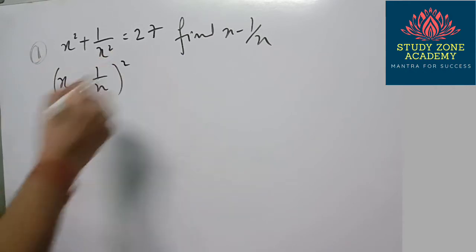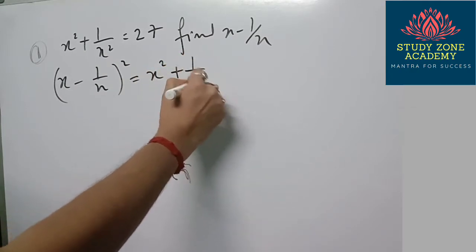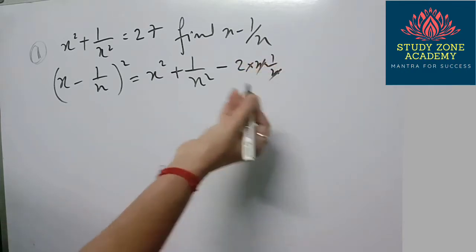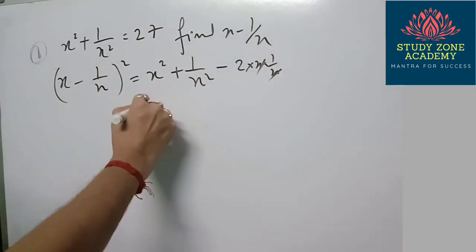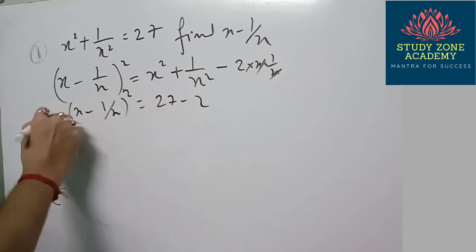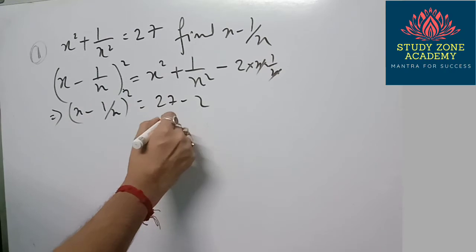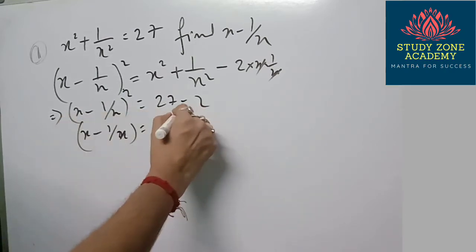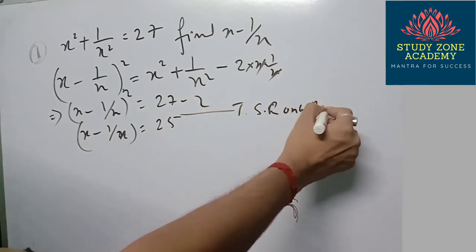Let us do the squaring. We are going to get x square plus 1 by x square minus 2, because x into 1 by x is going to get cancelled, so obviously we should be left with 2. We know that x square plus 1 by x square is 27 minus 2. You need to write here, taking square root on both sides, because the answer is going to get 25.